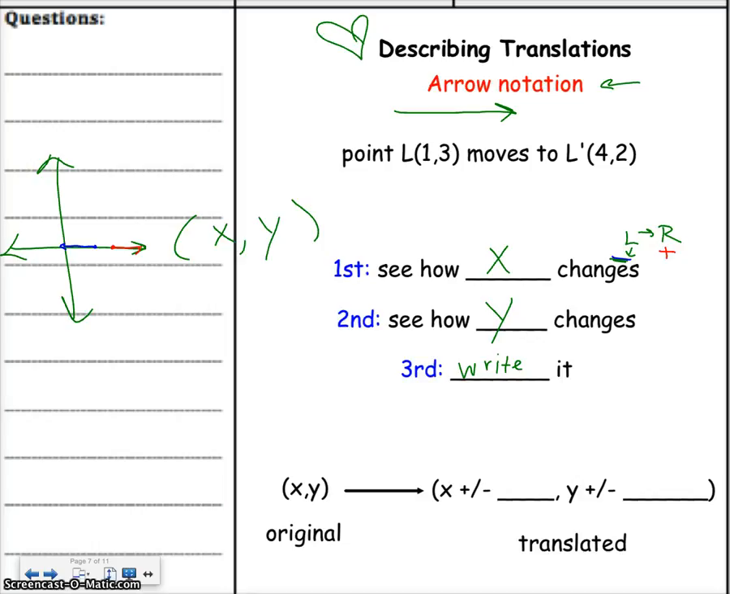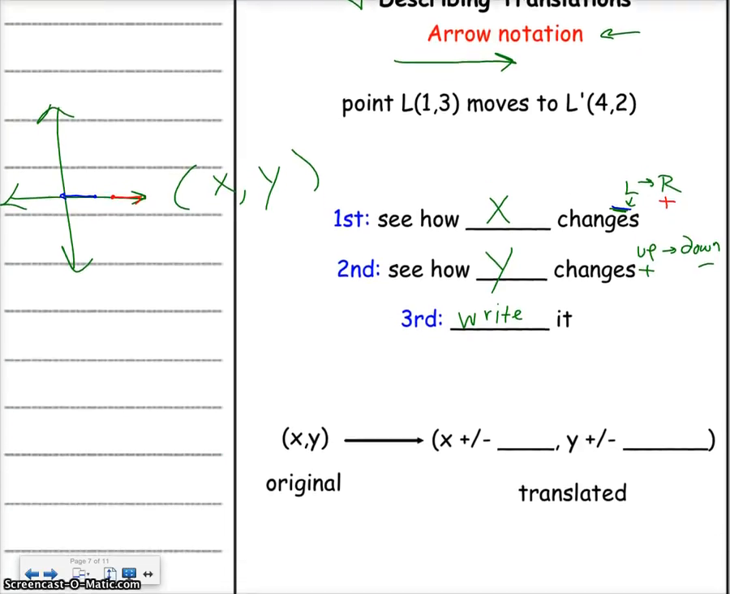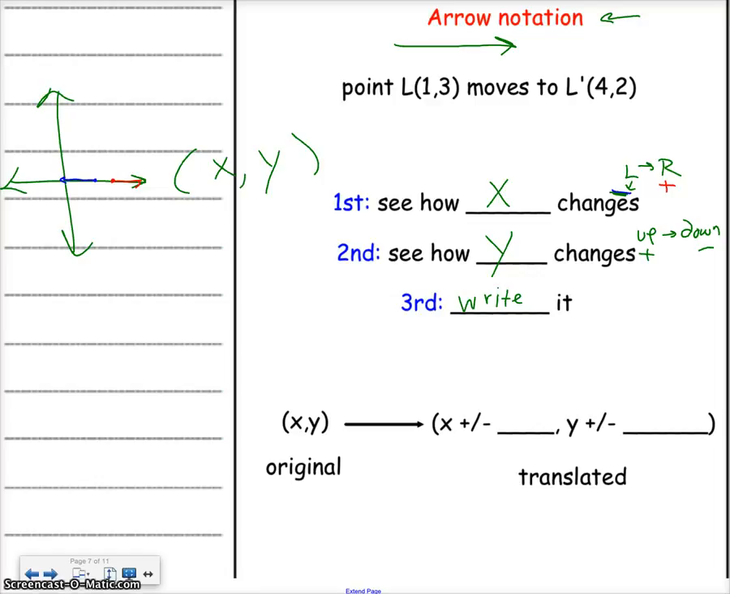Y changes by going up or down. So Y is up or down. Up means you add, down means you subtract. That seems to be easier for kids. It's the left to right that can get a little confusing. And then you write it. And here's the template. This is what it will always look like.